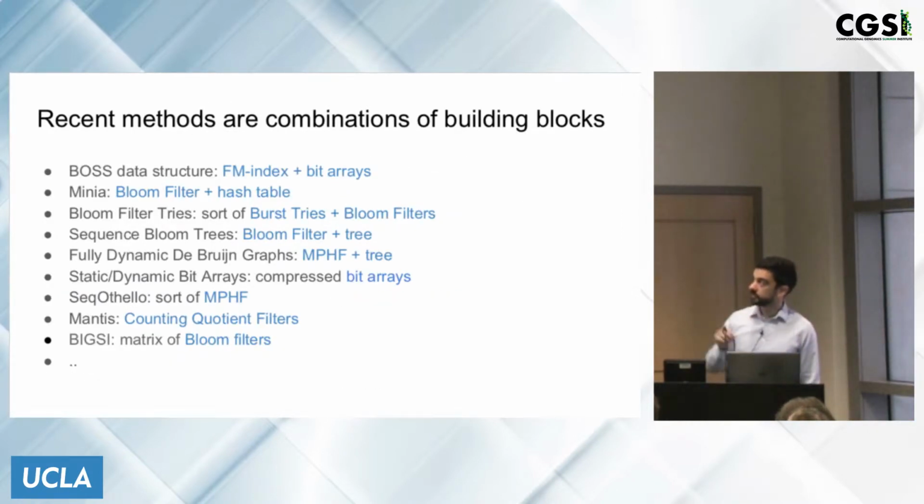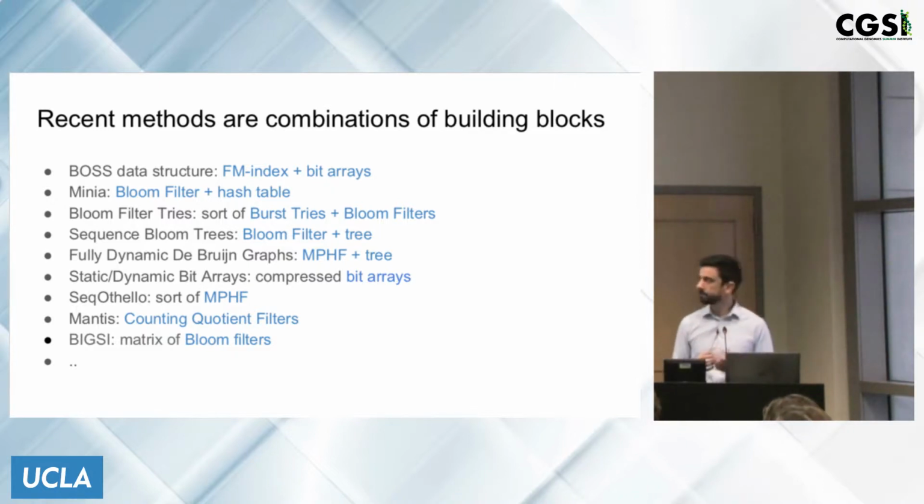And something to note, and I think it's quite interesting to observe, is that recent methods, recent data structures are actually a combination of building blocks. So if you're familiar with those, the Bose data structure is just an FM index with some bit arrays. I mean, it's very simplifying to say that, but if you look at what the basic elements involved in this data structure are, then you can boil them down to these two. But of course, it's a very clever application of these two.